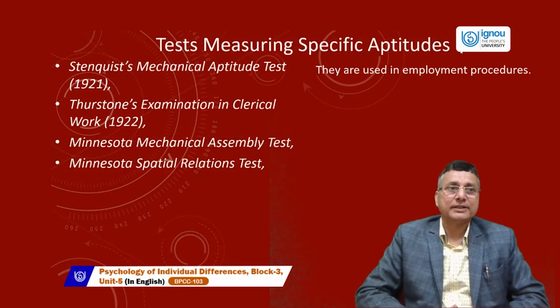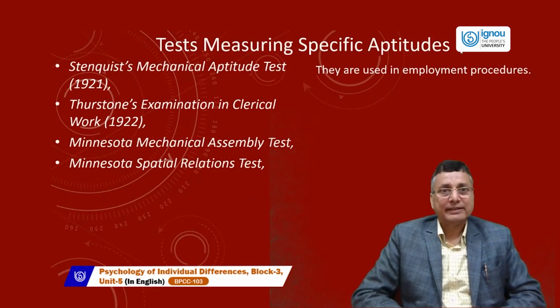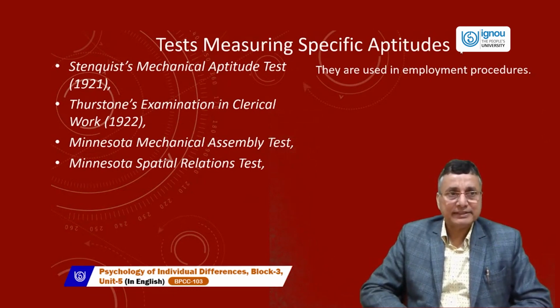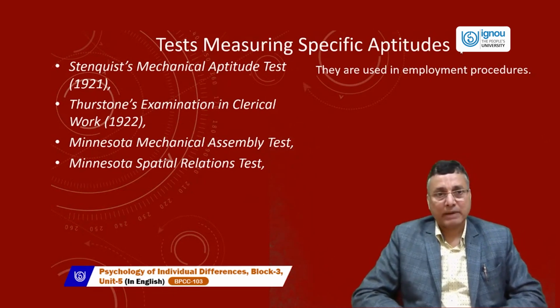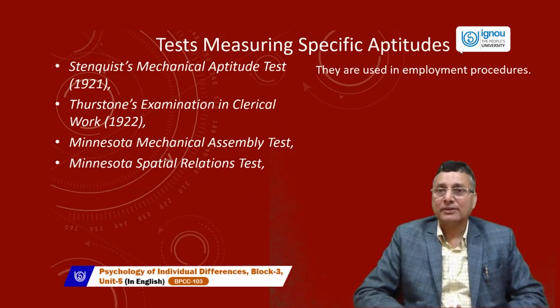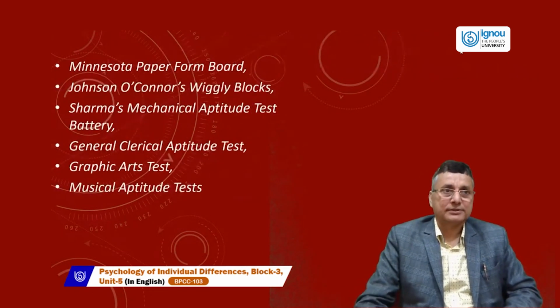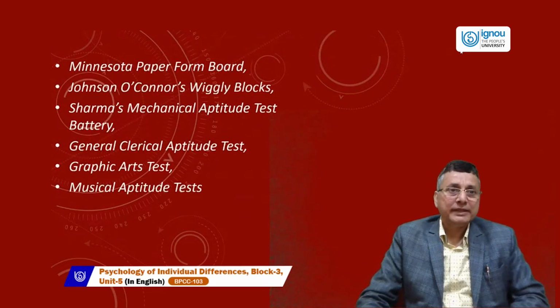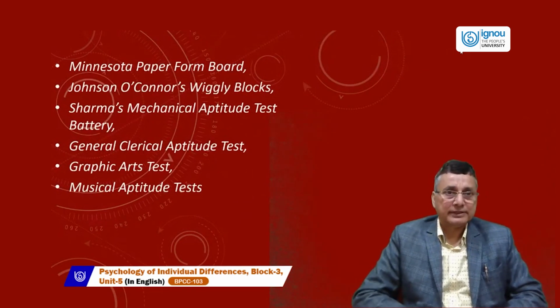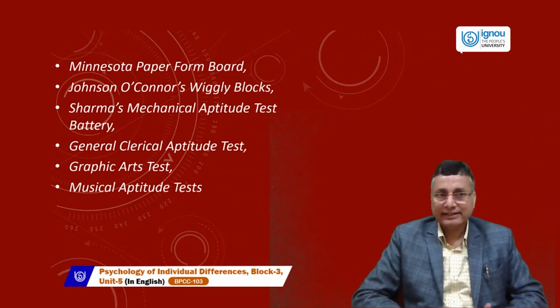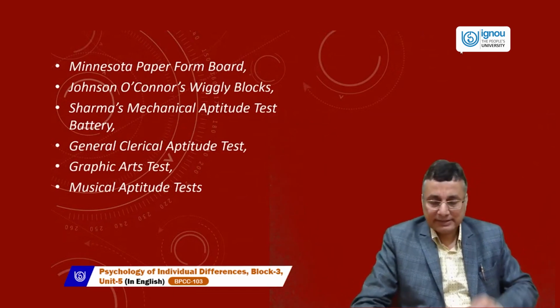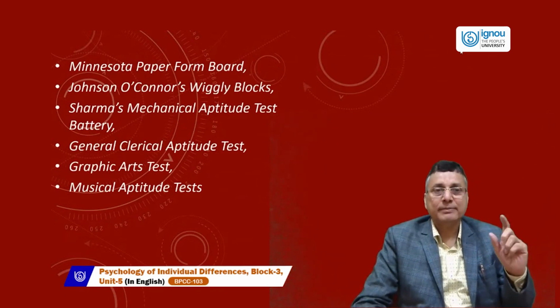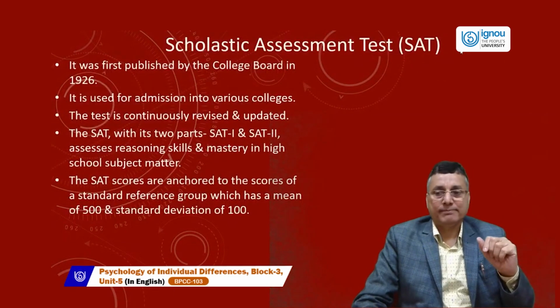Tests measuring specific aptitudes include the Bennett Mechanical Comprehension Test, Thurstone Examination in Clerical Work, Minnesota Mechanical Assembly Test, and Minnesota Spatial Relations Test, and they are used in employment procedures. Others are the Minnesota Paper Form Board, Johnson O'Connor's Wiggly Blocks, Sharma Mechanical Aptitude Test Battery, General Clerical Aptitude Test, Graphic Art Test, and Musical Aptitude Test. These are basically assessing the specific aptitude of the person.